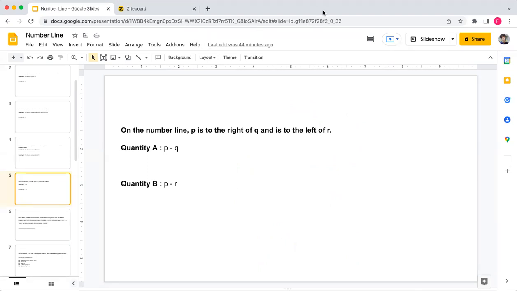So in such scenarios involving arithmetic operations, always try to simplify first. If you start putting in values, this will be a very lengthy question. So always try to simplify both quantities first and then proceed further. Shall I move forward now?